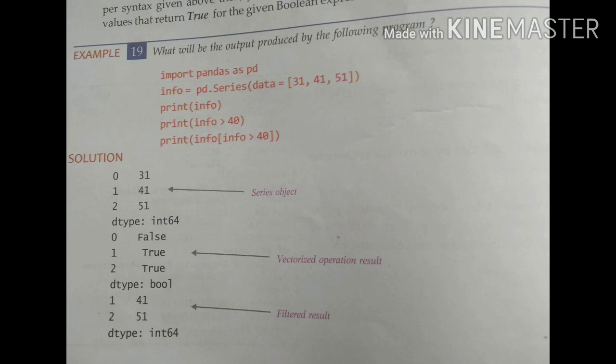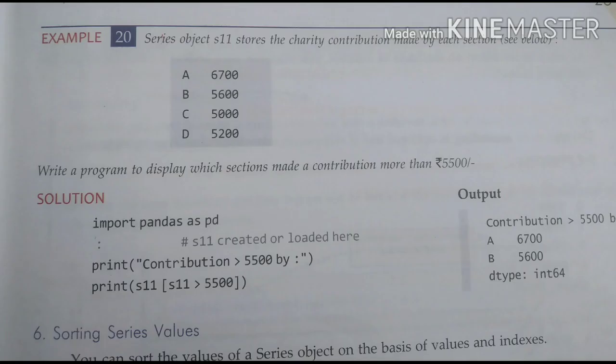So which is greater than 40? 41 and 51. So see the output. For the first one it is giving false because 31 is not greater than 40, and for the rest two it is giving true and true, and the data type is boolean. And the last one, info greater than 14, it is also checking according to the condition.